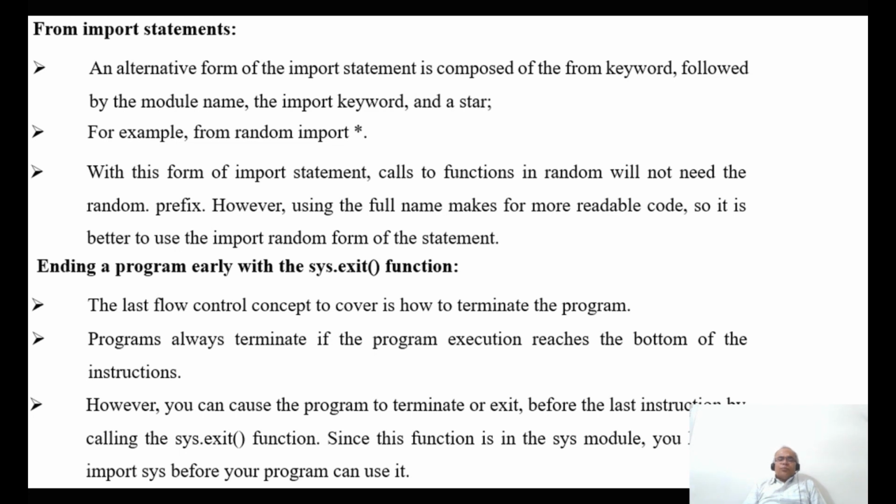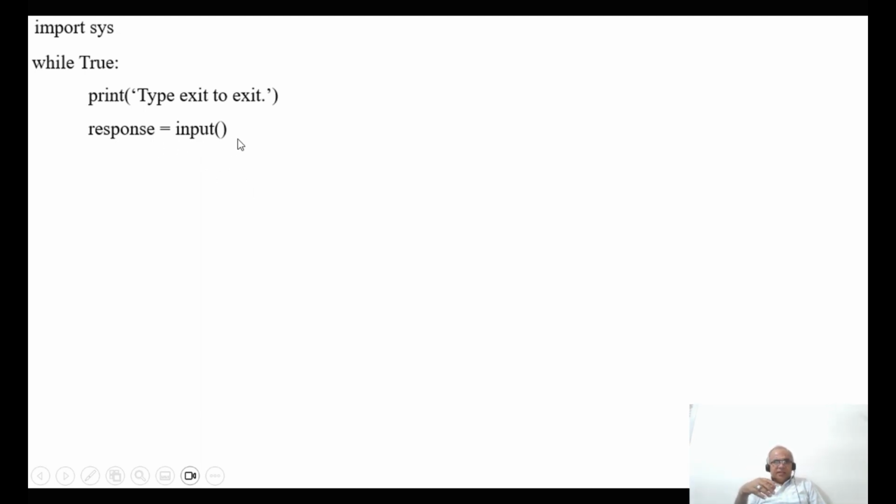However, you can cause the program to terminate or exit before the last instruction by calling the sys.exit function. Since this function is in the sys module, you have to import sys before your program can use it. So: import sys, while True, print type exit to exit. So what is the response? The response is, I will use the input function. In Python, whatever you give as input will always be considered a string. So that is the reason why we are using input.